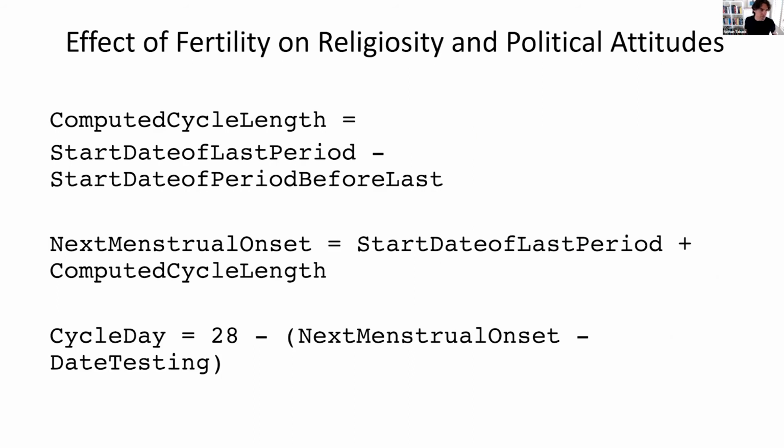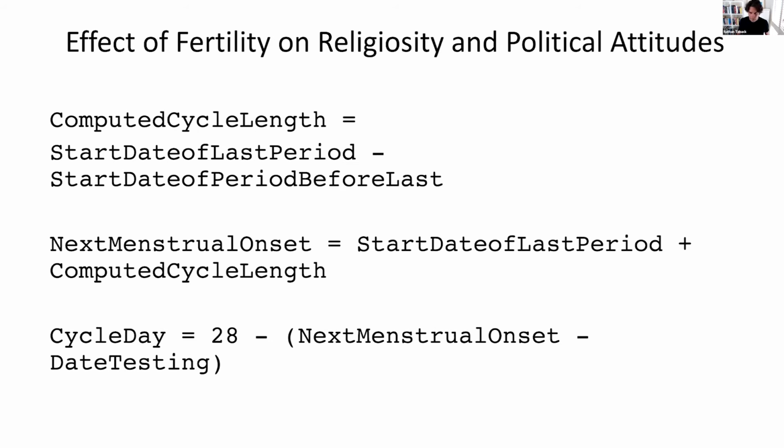So there's one way to compute the cycle length: take the start date of their last period minus the start date of the period before last. Then that can be used to compute their next menstrual onset by just adding that to the start date of their last period. And then assuming a 28-day cycle, you could figure out the cycle day from that.